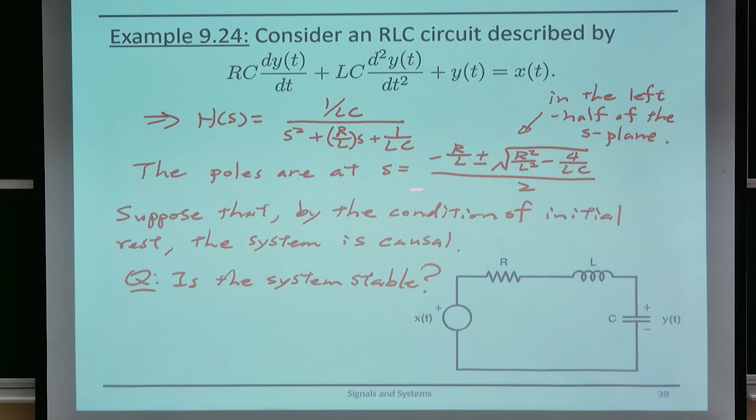So you have poles that are negative, in the left half of the s-plane, and therefore the ROC would include the j omega axis. So yes, it is stable, since the ROC includes the j omega axis.